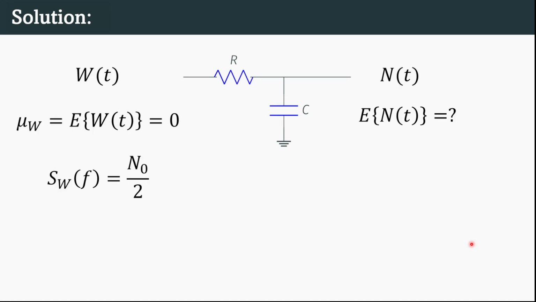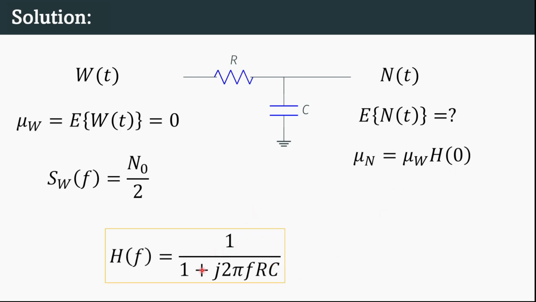Now let us go back to the problem. Here we have an RC circuit and it is an LTI system, and hence we can apply the results we saw in the previous slide. So the very first problem is to evaluate the mean of the output process, which is nothing but the expectation of N of t. We already saw the result that mu n would be equal to mu w times H of 0. And we know that H of f is given by 1 by 1 plus j2 pi f RC. Now mu w, we already have that to be 0.